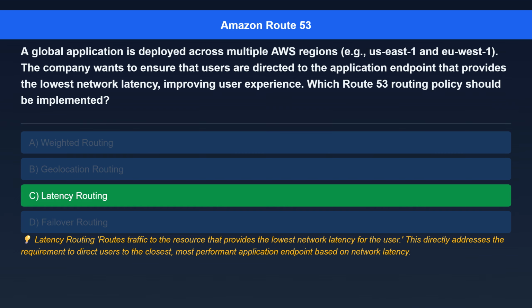The correct answer is latency routing. Here's the explanation. Latency routing routes traffic to the resource that provides the lowest network latency for the user. This directly addresses the requirement to direct users to the closest, most performant application endpoint based on network latency.